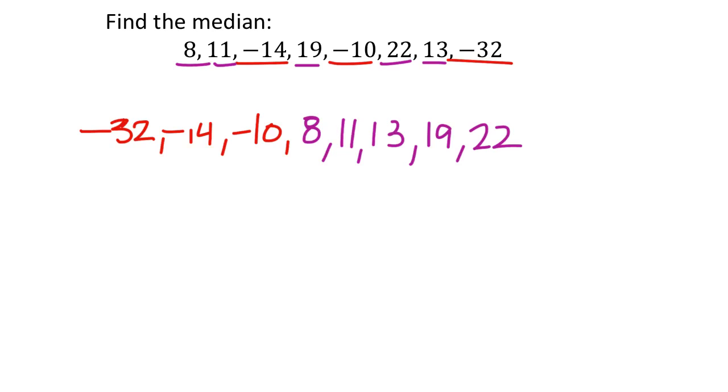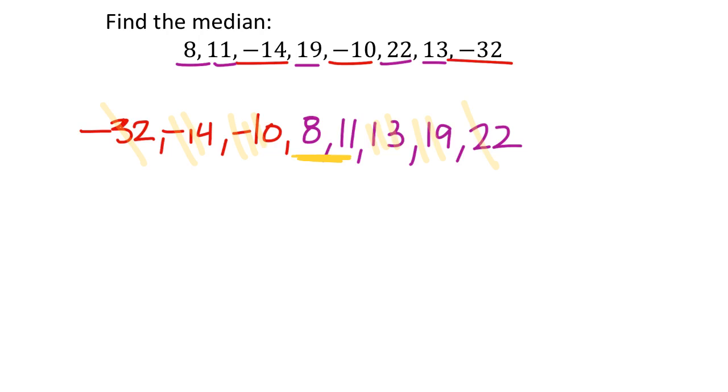So the median is going to be the middle number. Now, in this case, let's go through these and just find the middle numbers, okay? So negative 32 and 22 kind of cancel each other out in trying to find the middle. Next up, I've got negative 14 and 19, then negative 10 and 13. So I'm left with two values in the middle, 8 and 11.